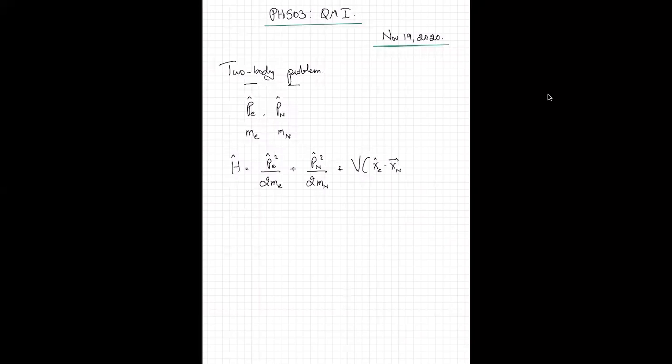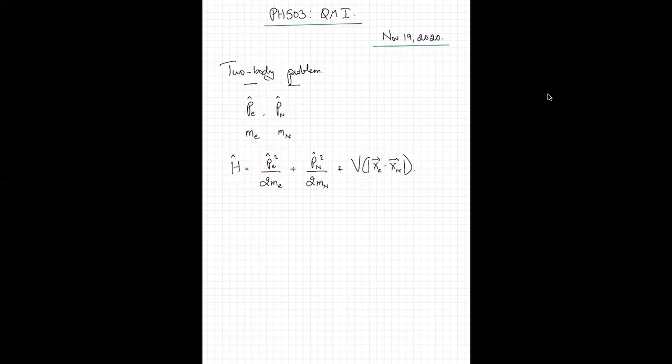So I'll write it this way: V(Xe minus Xn). These are all operators, obviously. This fact is important, that it only depends on the absolute magnitude of the distance between these two. Since the potential only depends on the absolute magnitude, we can gain some simplification here. This is something you do routinely in classical mechanics, and we will do the exact same thing here in quantum mechanics. Also, we will introduce a change of coordinates.